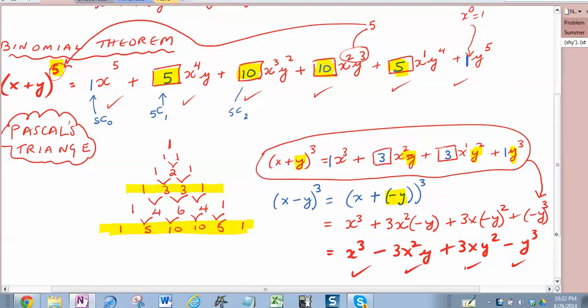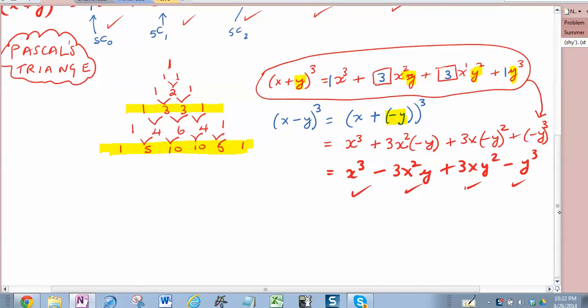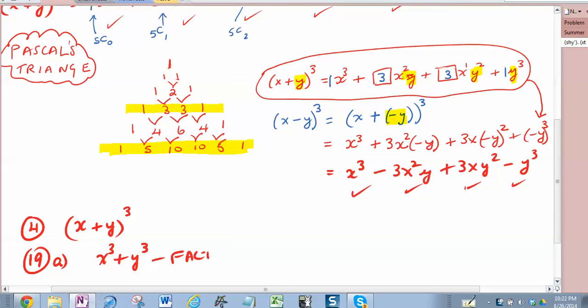And we are done. So that is binomial expansion. I'm just going to finish up by pointing out the difference between problem 4 and problem 19a. Problem 4, I had x plus y cubed, and problem 19a, I had x cubed plus y cubed. And I hope at this point you realize they are very different. The next video is going to look at 19a and b. What do I do with x cubed plus y cubed? And the answer to that is that we are going to factor them. And that is it for this video.